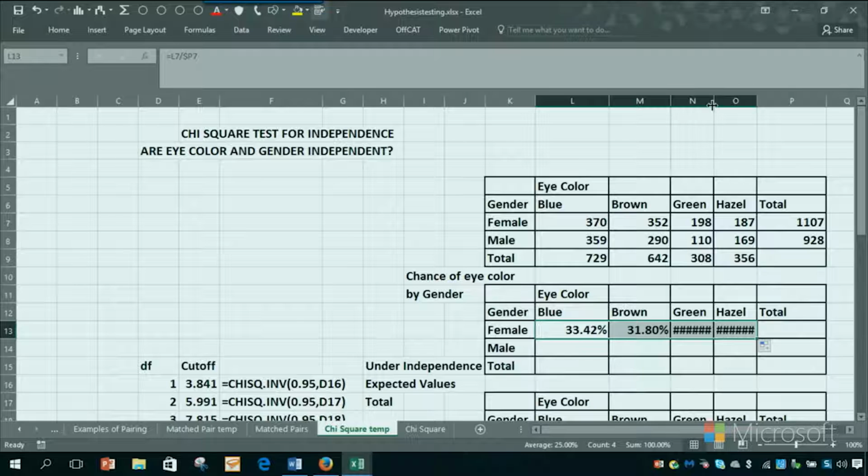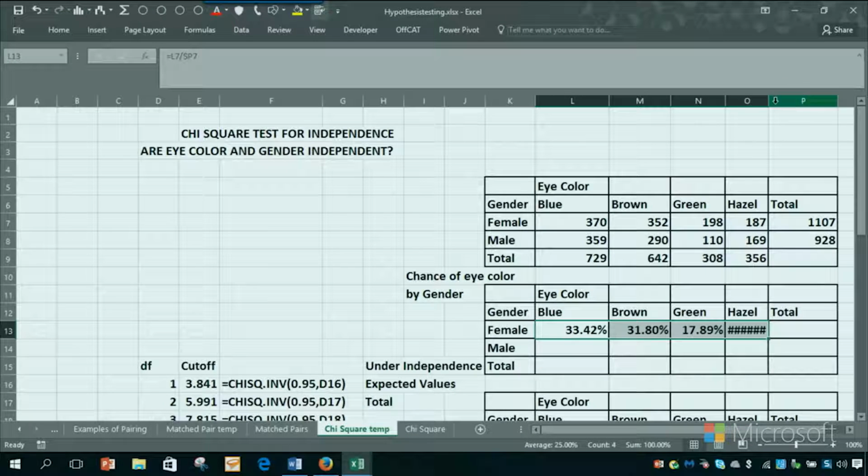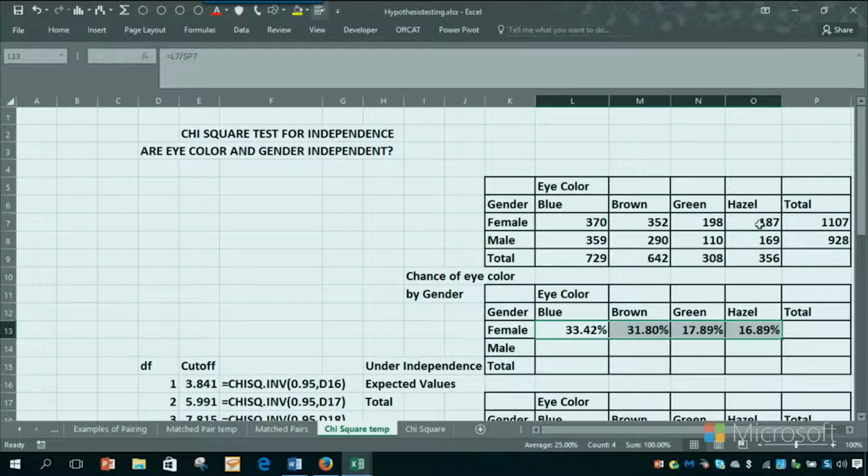We need to widen the columns, I guess, there. And if I've done this right, that should add to 100%. Now, if I do that for the males here, those should also add to 100%.